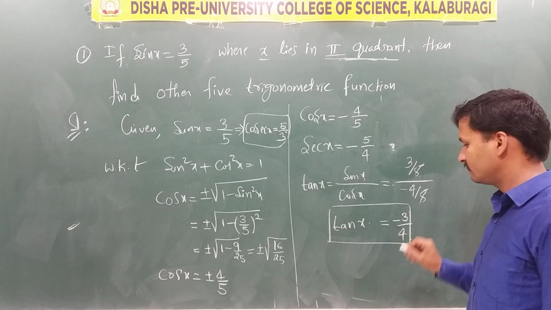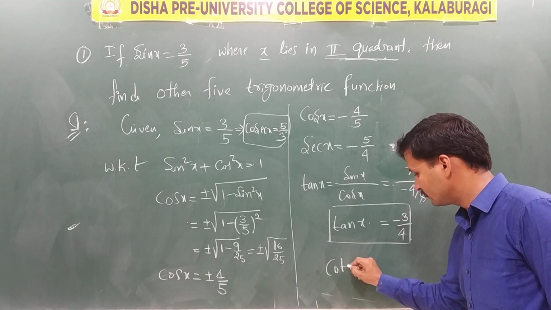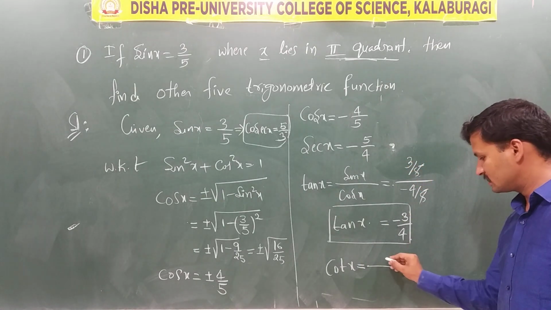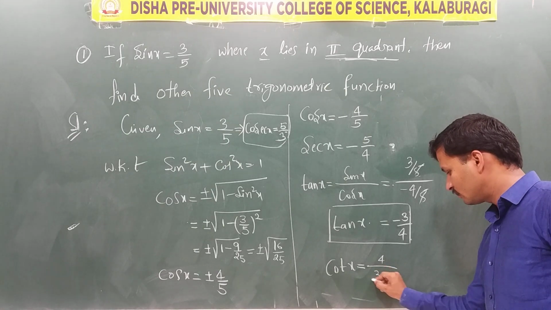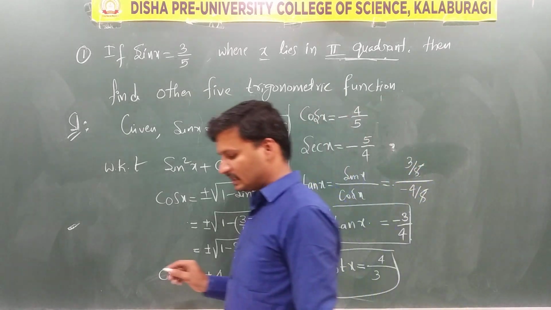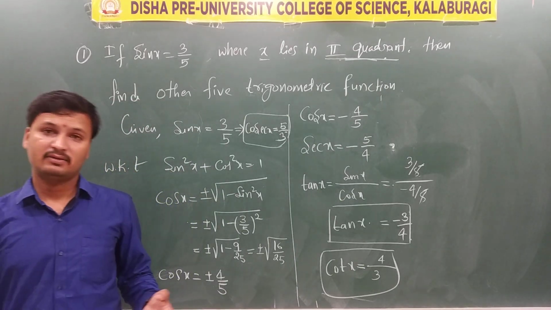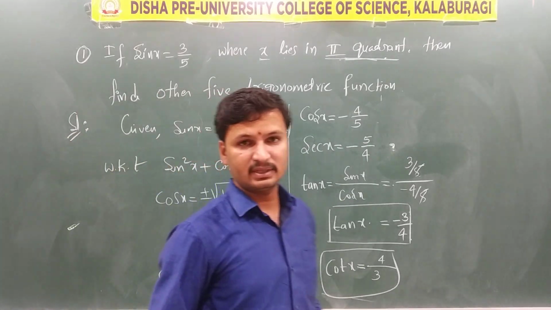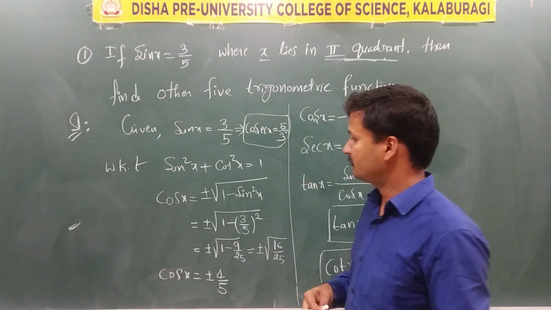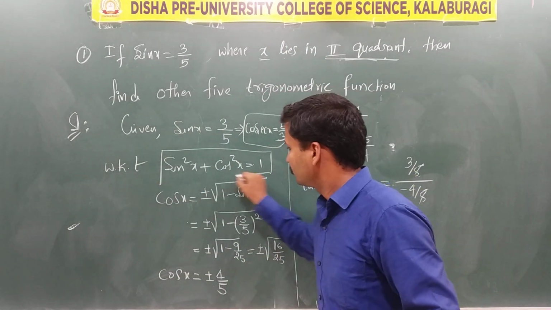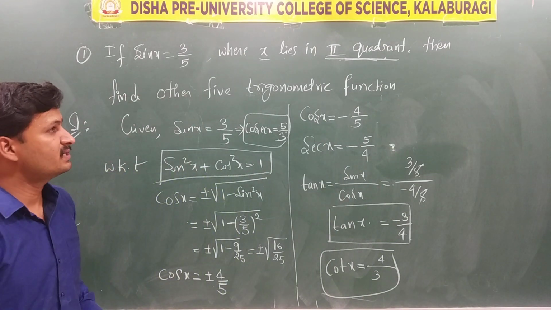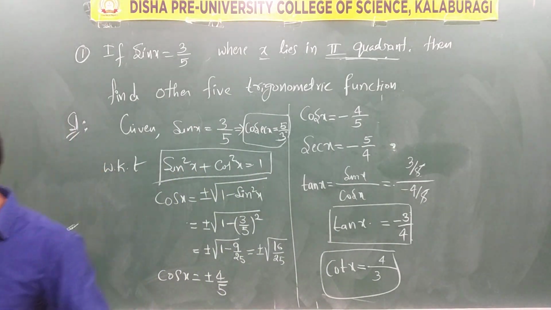If we know tan, then obviously cot also we know, that is taking the reciprocal of 3 by 4. Reciprocal of 3 by 4 is 4 divided by 3. So this is by using identity. Whichever method, you can go by the definition method, or by using sides of a triangle, or by using identity. Okay, so next problem.